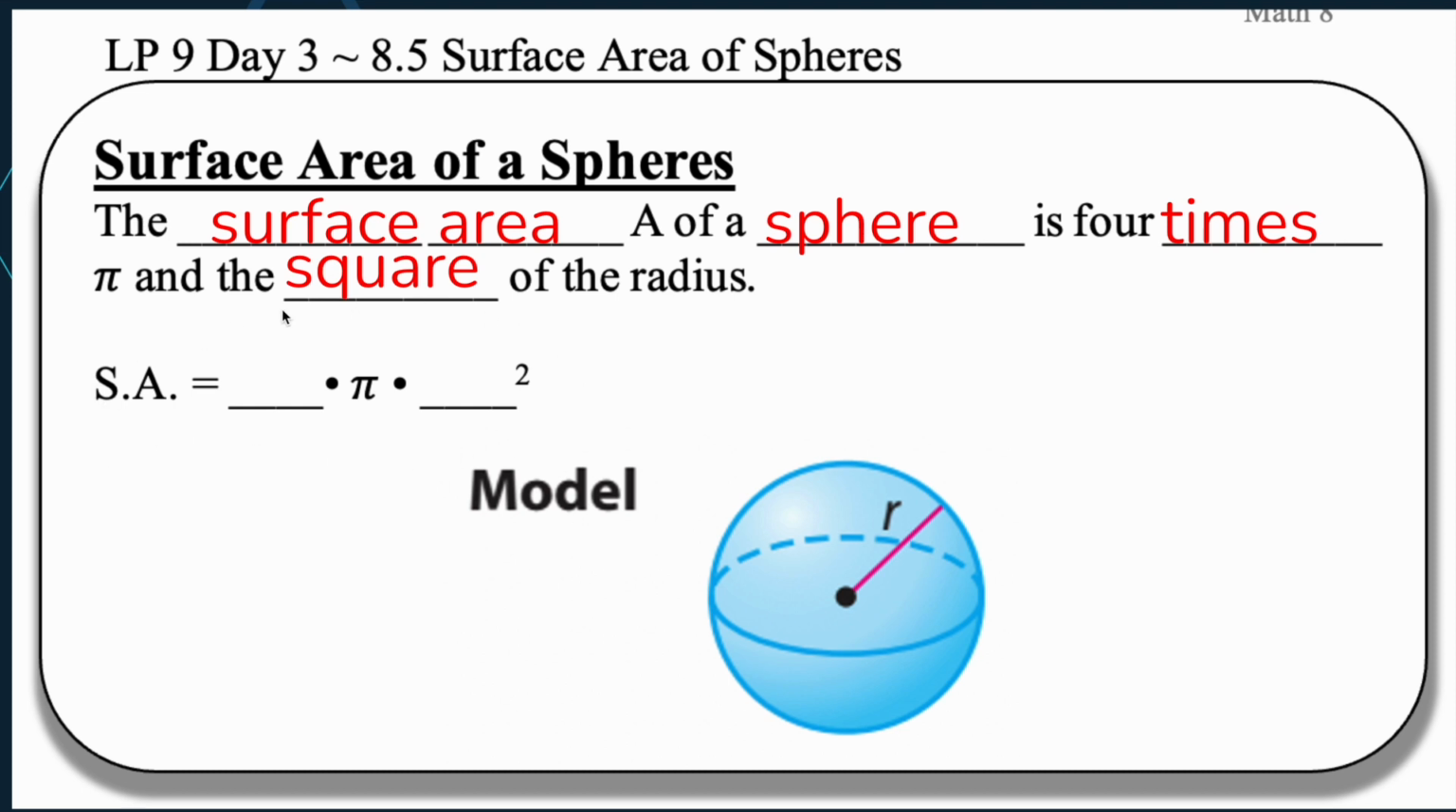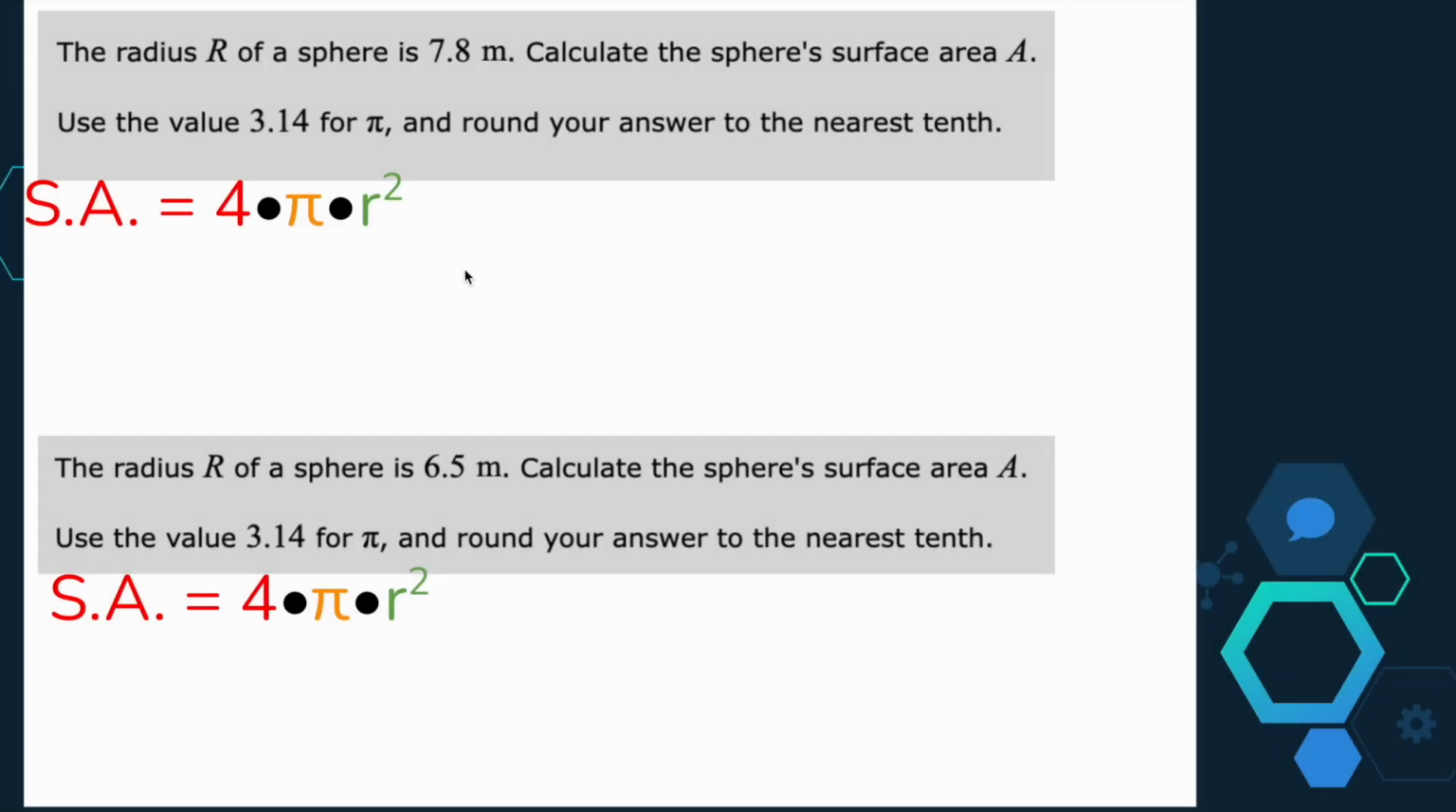Okay, so let's look at that in the little formula here. We have SA, that's how we represent surface area. We have 4 times pi times r squared. So really, in order to find the surface area, all we need is the radius. Sometimes they'll give us the radius, sometimes they'll give us the diameter. Either way, we can make this work.